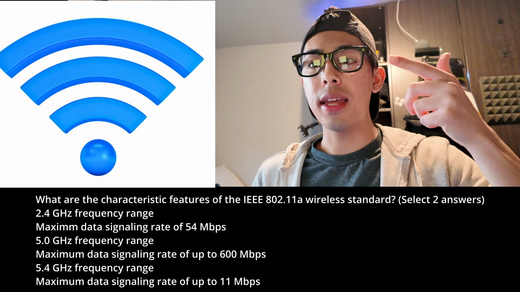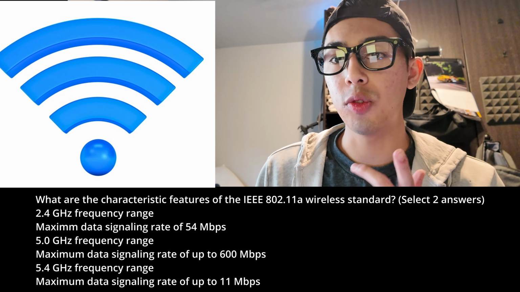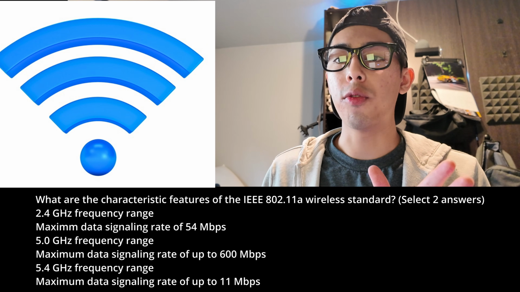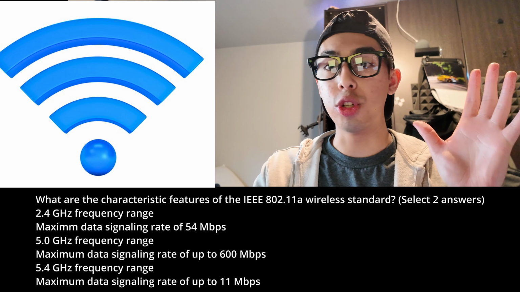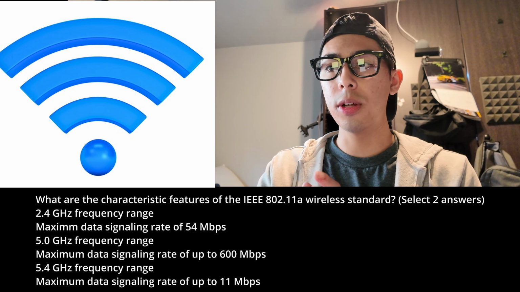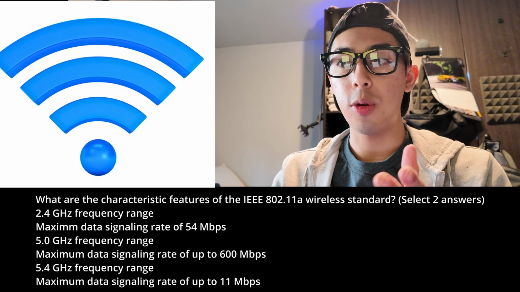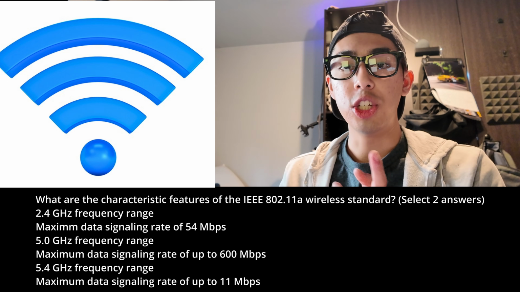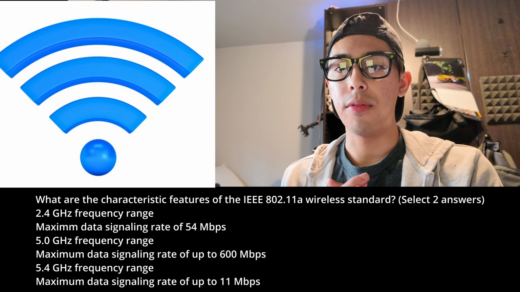So the IEEE 802.11a wireless standard is going to be using the 5 gigahertz frequency band, not the 2.4 gigahertz. The 2.4 gigahertz is reserved for other 802.11 standards, not the A standards. So that one's going to be reserved for 802.11b, G, and N, not A. That's the only one that it's not for.